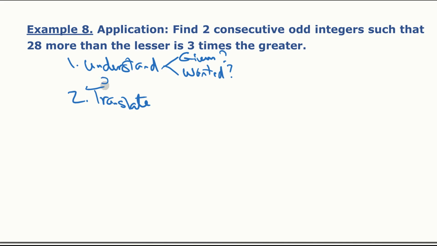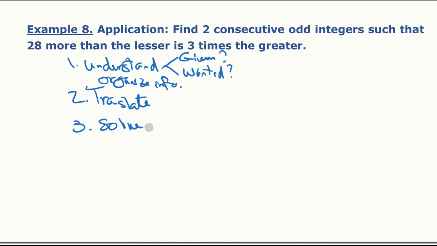Step 1 is also where we organize our information. If we've done step 1 well, step 2 becomes easy, and then finally we're going to solve. That's usually the easiest step. Now, we do understand that we're looking for two consecutive odd integers, and that we're given some information about how they're related to each other. This is in the category of problems called the comparison problem.